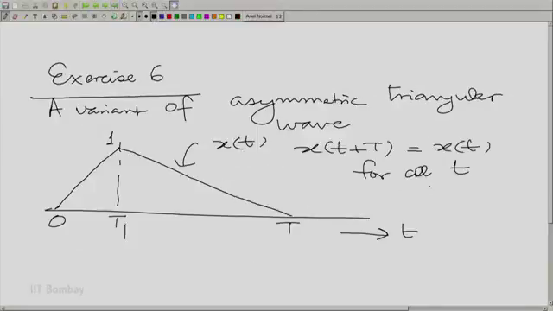Anyway, so here we are, a variant of an asymmetric triangular wave. Here T1 is between 0 and T, but T1 is not equal to T by 2. And here again you could do the same thing, substitute T1 equal to T by 2 and see if you get what you got for exercise 5. And also compare this with what you got for the asymmetric triangular wave shown earlier. Try and explain the differences. That is the challenge for you. Try and explain the differences.